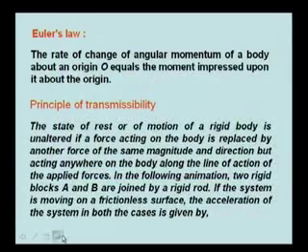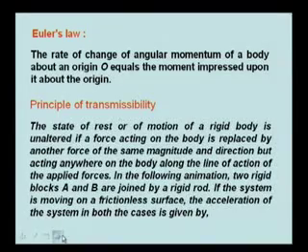Now, like we have Newton's law, which relates the force and acceleration, or maybe the linear change of linear momentum. We have Euler's law, which states that the rate of change of angular momentum of a body about an origin O equals the moment impressed upon it about the origin. So, rate of change of linear momentum gives us force. For the time being, we consider O to be a fixed point in the inertial frame of reference.